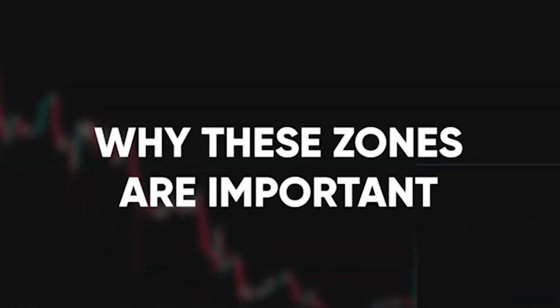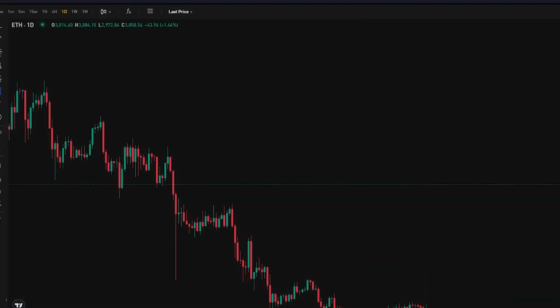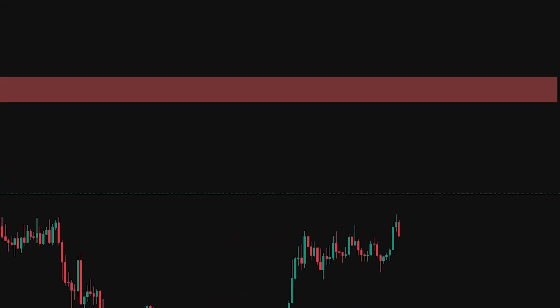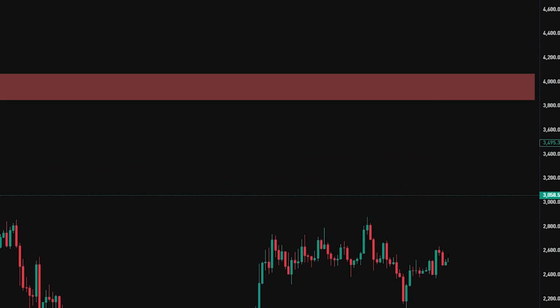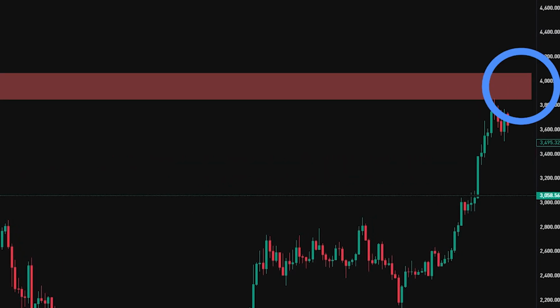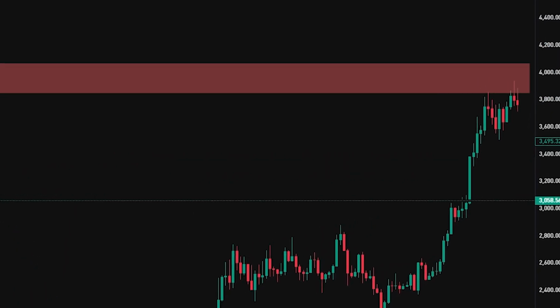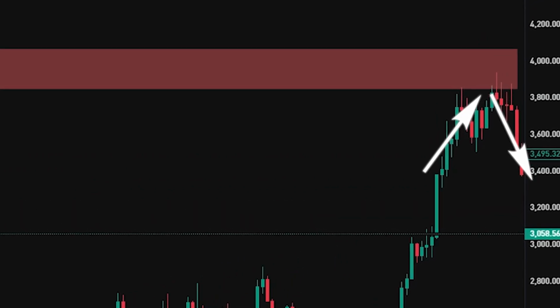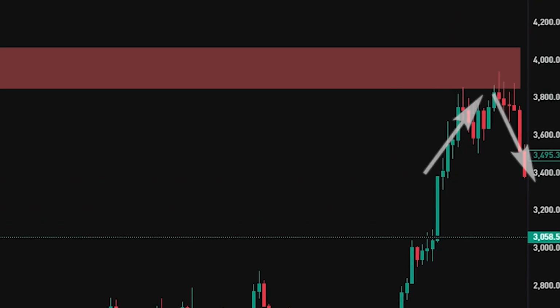Let's break down why these zones are important. Because in a large transaction, the entire volume is rarely executed at once. Some of the orders remain unfilled, and when the price returns to this zone, it once again encounters the interest of major players and often bounces. That's why experienced traders use order blocks to look for entry points with minimal risk.